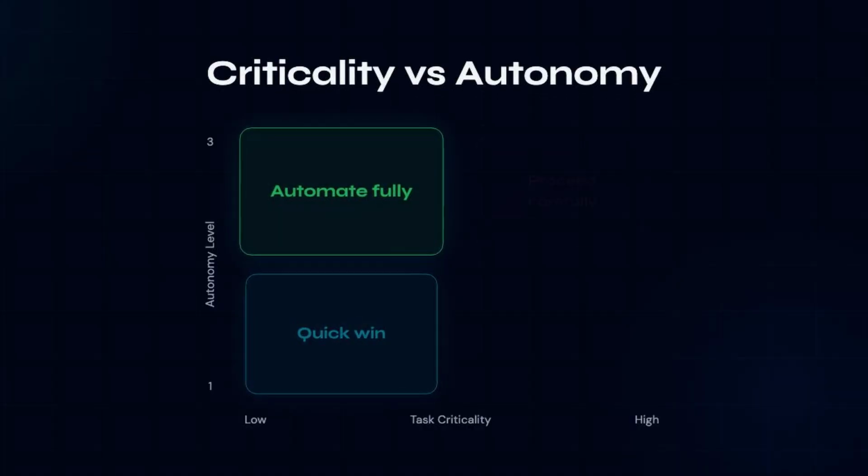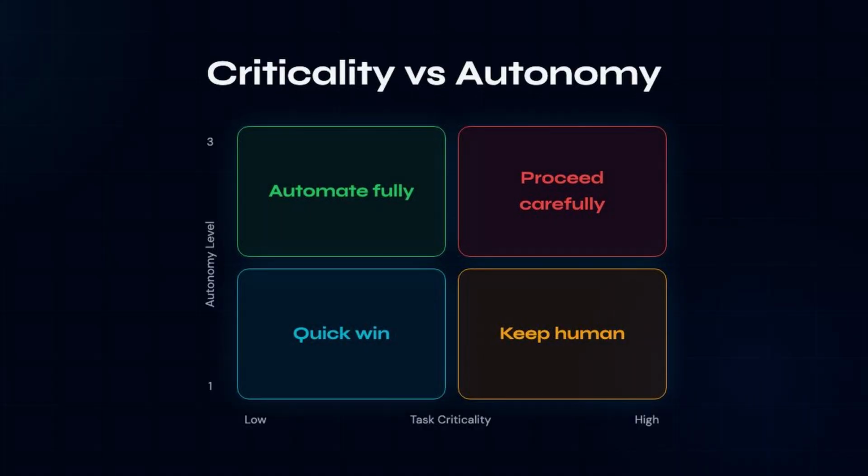Now, as a rule of thumb, the more mission critical the task is, the lower you want your autonomy level to start with first. And then over time, you should be building and building to have more and more autonomy.